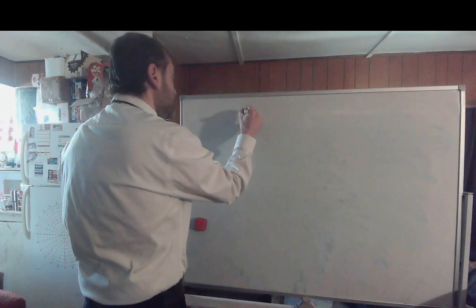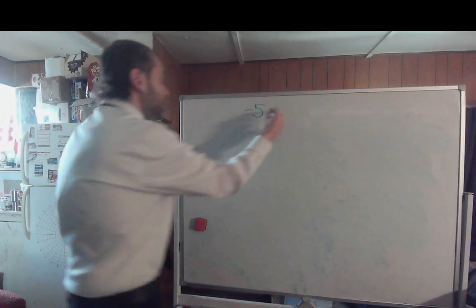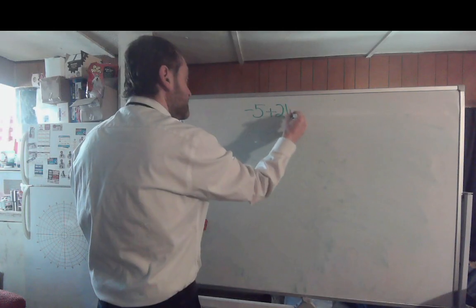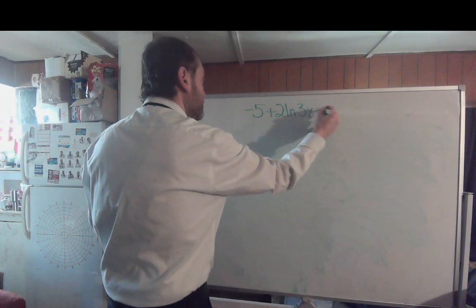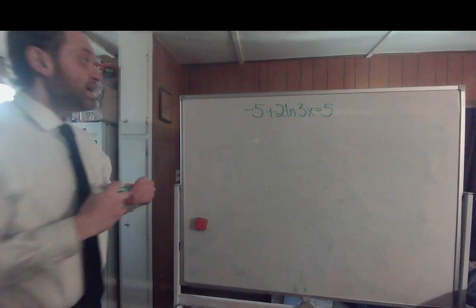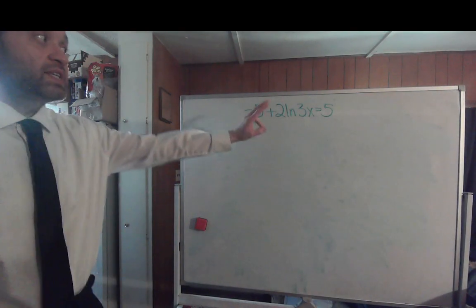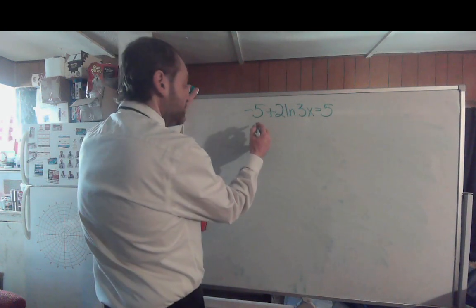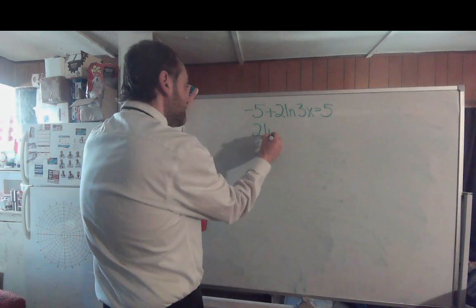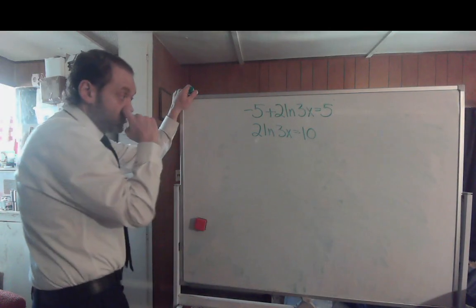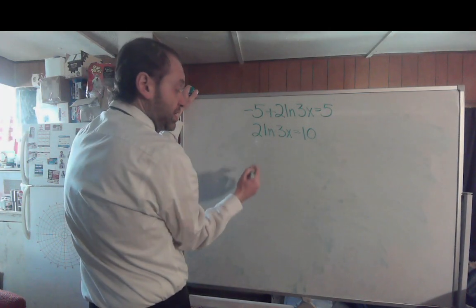All right. Negative 5 plus 2 times the natural log of 3x equals 5. So we have negative 5 plus 2 times the natural log of 3x equals 5. Well, let's get that log of 3x term by itself. So this would turn into 2 times the natural log of 3x equals 10, which now let's get the natural log of 3x by itself.